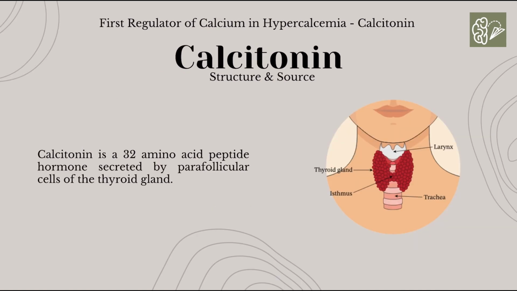The last hormone that we'll be talking about is calcitonin, but unlike PTH and vitamin D, calcitonin is released during hypercalcemia. The hormone calcitonin is a peptide hormone, a 32 amino acid peptide hormone. It's released from the thyroid gland, and the whole point of it is to decrease the amount of calcium in the body, unlike PTH and vitamin D, which work to increase the amount of calcium.